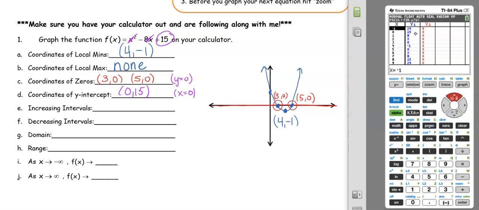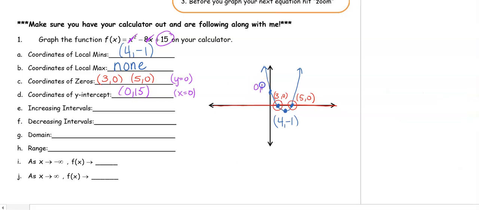We are actually done with the information on our calculator. Now we just need to do some more analyzing. Increasing intervals. Remember, increasing means that you're going up when you read your graph from left to right. So if I start on the far left part of my graph and I go from left to right, I actually have a negative slope, so that's going to be decreasing. I'm decreasing from the far left, so that's going to be a negative infinity, and I decrease until I get to the minimum value.